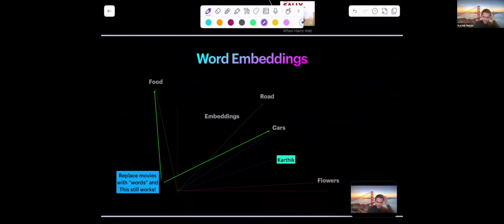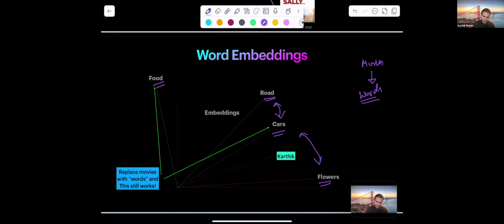So like we said, movies is just one thing. You can replace movies with any random words, something else, and this idea of embedding still works. For instance, road and cars will be close to each other because they're semantically similar, but food is a little bit more orthogonal to road and cars. Flowers might be kind of close to road or cars because you see flowers along the way, but flowers and food are kind of orthogonal, so you would want the embeddings for flowers and food to be different. So you can replace movies with other objects like words, and this kind of embedding would still make sense.